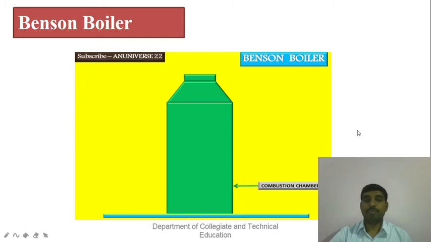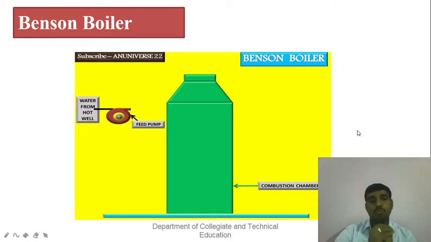The water enters the boiler. This is the feed pump with which water is entered into the boiler at just above the critical pressure. So it suddenly converts into steam without generating bubbles, and in this Benson boiler no water-steam separator drum is required. It also takes less fuel to generate the steam, and this is the basic principle of the Benson boiler.